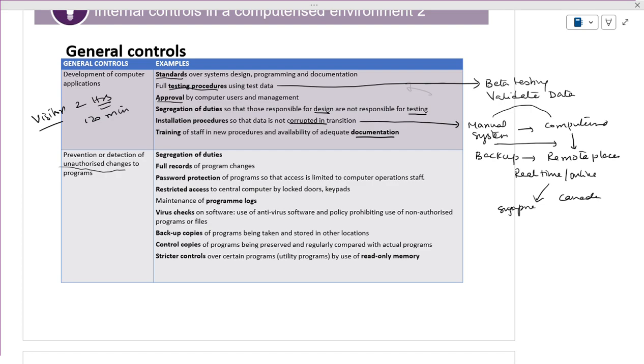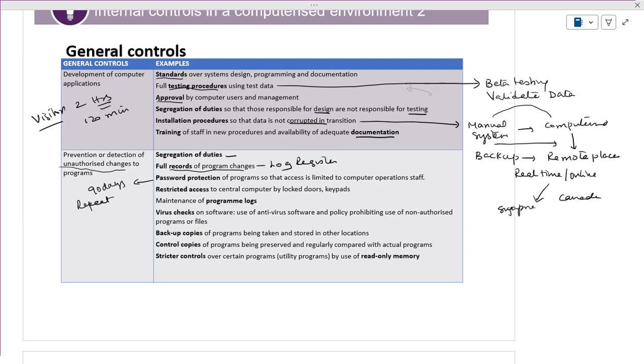What we are doing is prevention and detection. Always make segregation of duties; no two people should do one job. You should have a full record of program changes, and you have to maintain a log register. Password protection of programs: some banks say that every 90 days you have to change the password, and you should not repeat the password.